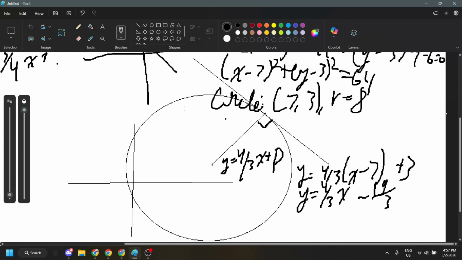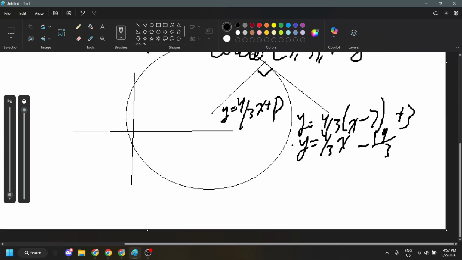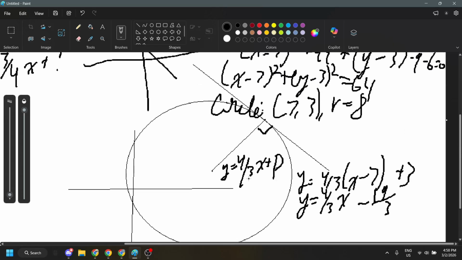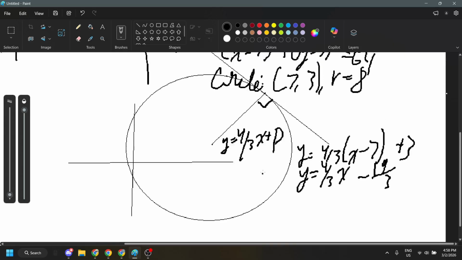It's going to intersect with this line at the tangent point. So, what do we need to do?